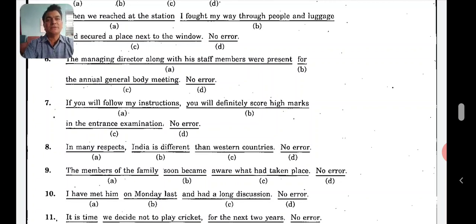In many respects, India is different than Western countries. Now here the error is in C. Because India is different from. With different what preposition will come? It will be from. In many respects, India is different from Western countries. Let's go to the ninth one.